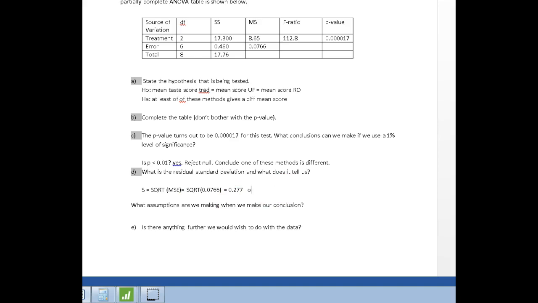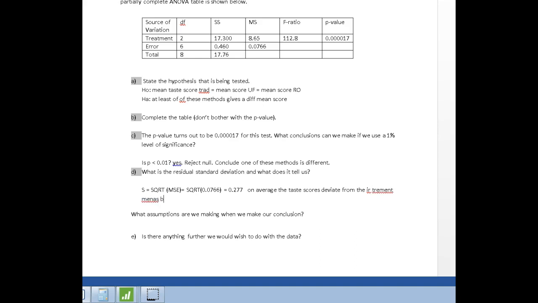Alright, and it asks me, okay, what is it and what does it tell me? It tells me that on average, the taste scores deviate from their treatment means by 0.277 taste score units, whatever they are. So I get some idea of the deviation in my numbers. And yes, if I could only spell things would be great.